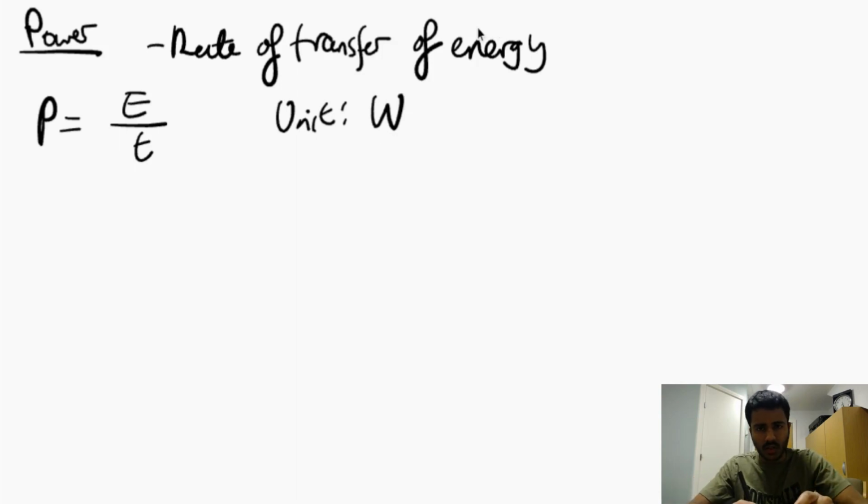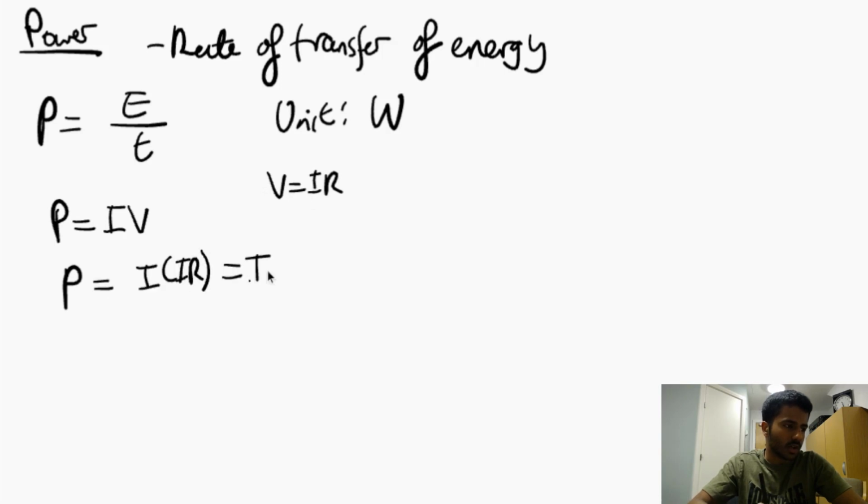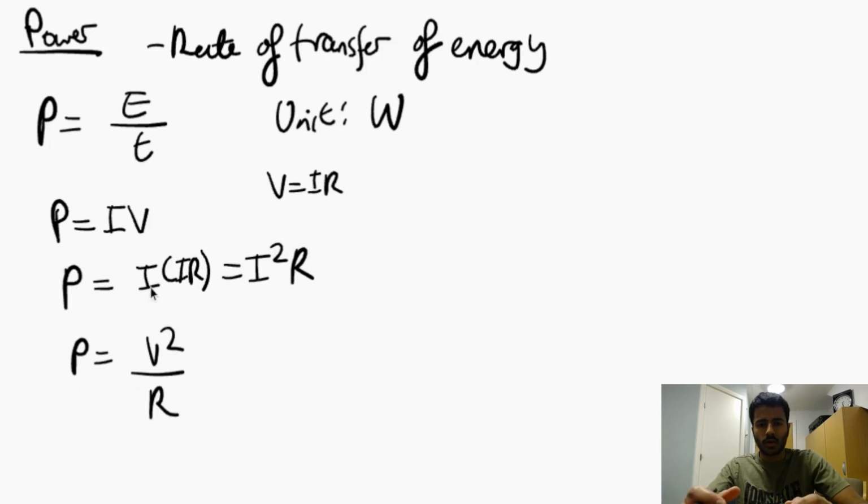Now there are three equations that you need to know for power. The main one is P equals IV, and the other two can be formulated by substituting in V equals IR into this equation. So if you were to say V is equal to IR and then sub in for V, we would get P is equal to I times IR, which is therefore I squared R. And if you were to rearrange and sub it in for I, you'd get P is equal to V squared over R. So those are your power equations.